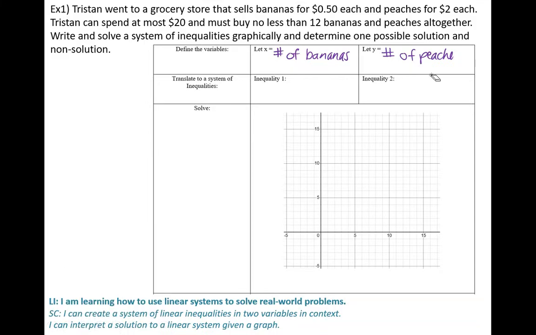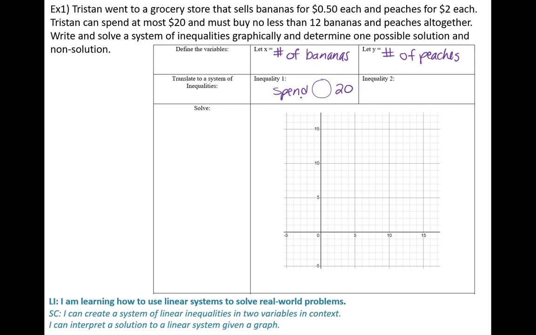Looking back at the problem one more time, it says that we have some information about bananas. The grocery store sells bananas for 50 cents each and peaches for $2 each. Since neither of those is my total, I'm going to hold on to those in my head and just go on to the next. It says Tristan can spend at most $20. There's my total, so I'm going to put that down. And so this is my at most what I can spend.